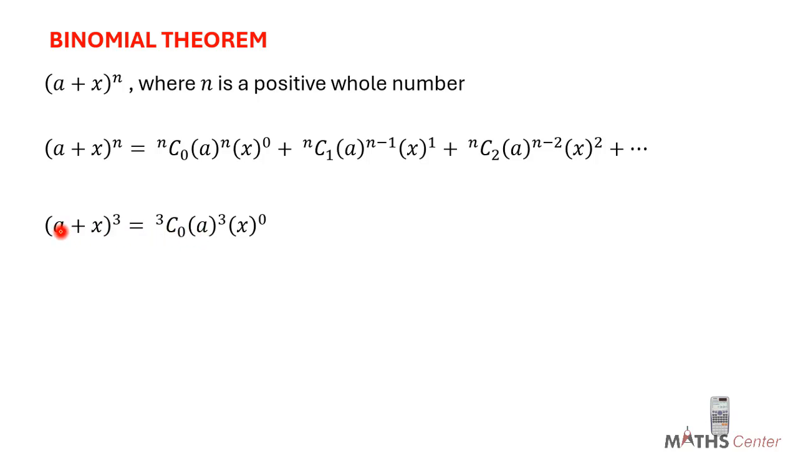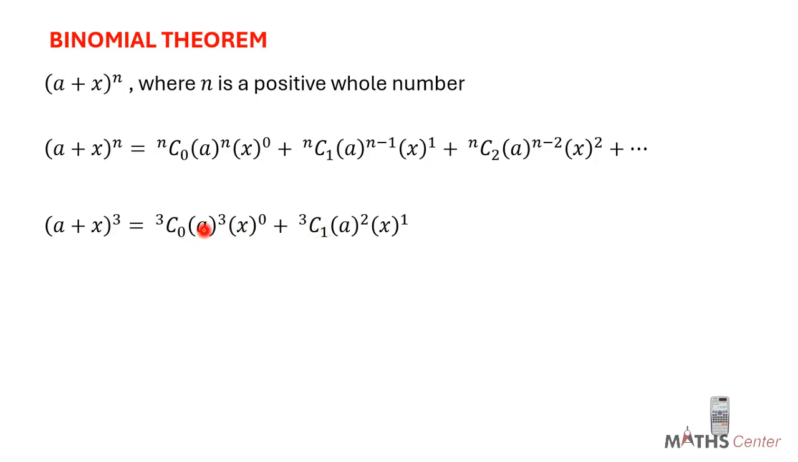Then a will have exponent 3, because here we have a exponent n. So a will have exponent 3. Then x will have an exponent of 0. Now, let's look at the next term. The next term, we are going to have 3 combination 1, a exponent 2, x exponent 1. So the combination is going to be 3 combination 1, just as you have here n combination 1. And n is 3, so 3 combination 1.